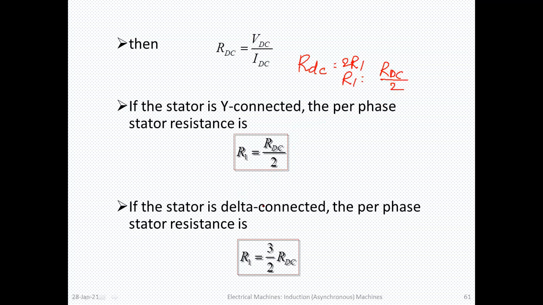And if the connection is delta, we know the relation between delta and star equivalent resistance: resistance in delta equals 3 times the equivalent resistance in star. Using this relation, the star resistance is RDC by 2. So R delta, if the connection is in delta, will be 3 times RDC by 2. This is shown here.